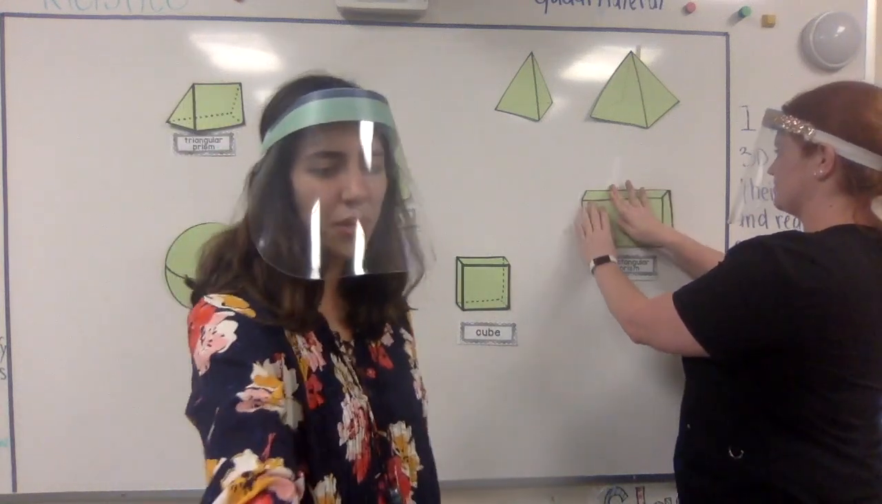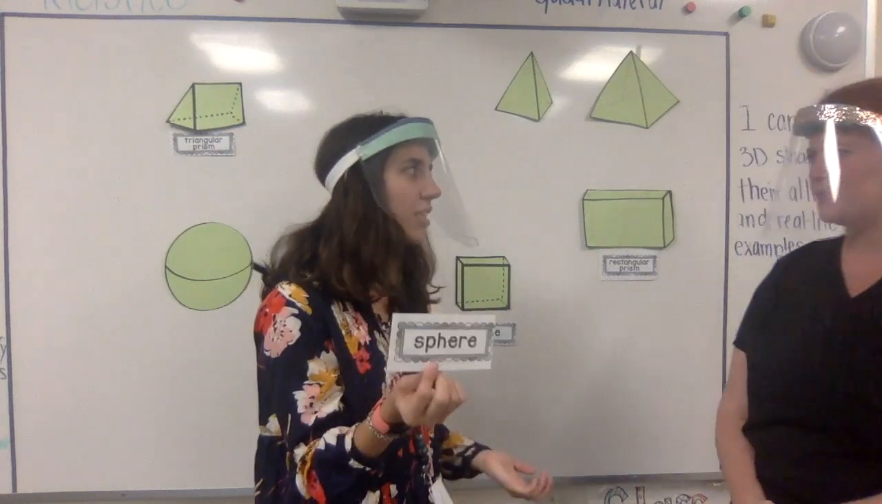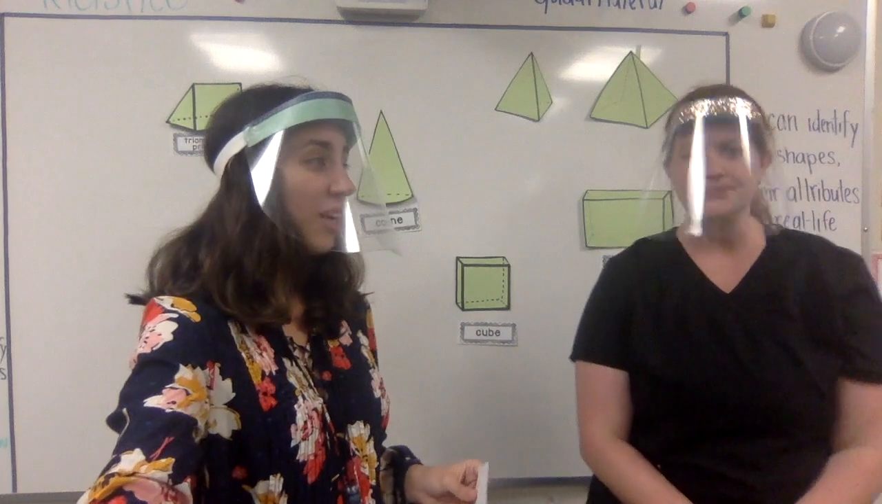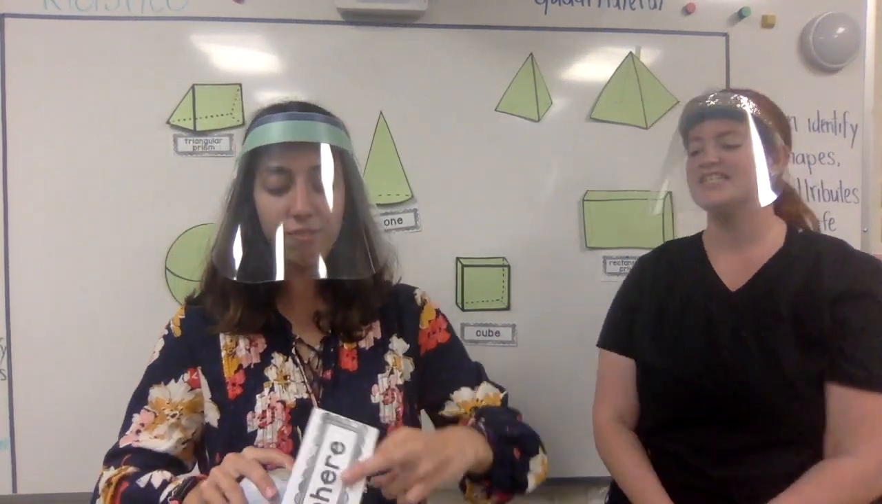Well, next I'm looking for a sphere. Ooh, that's a kind of tricky one to say, Miss Lime. Making that PH in the middle throws it off. But you just have to say it really slowly to know it's a sphere.